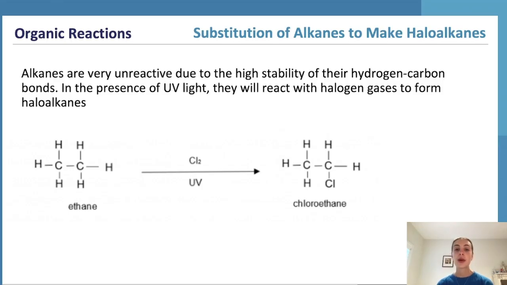So our main product which we would produce would be chloroethane, and then our byproduct which we would produce would be HCl, or hydrochloric acid.